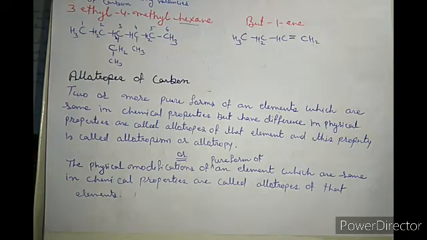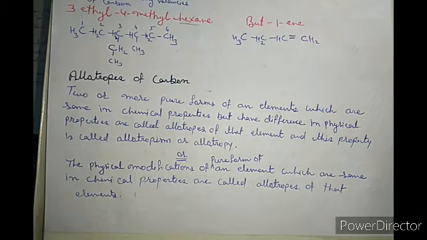Okay. Now, after discussing the nomenclature of alkane, alkene, and alkyne, I am starting a new topic, that is allotrope of carbon. The first question that comes to our mind is, what is an allotrope? The simple definition is two or more pure forms. Allotropes are pure forms of any element.